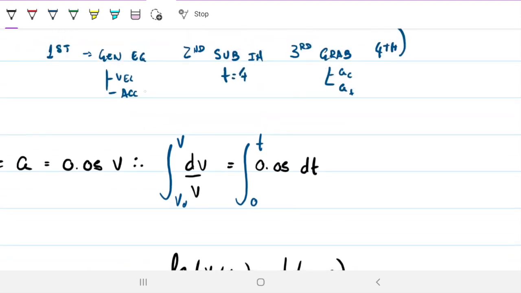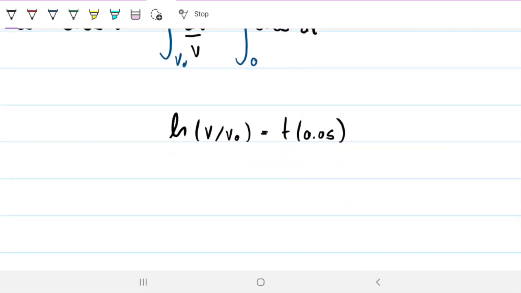We just found the equation for the velocity, so now we can sub in 4 and find the velocity. And with the velocity, then we can find acceleration.